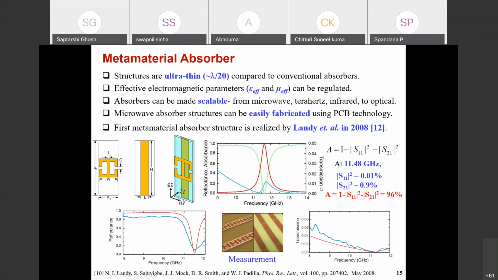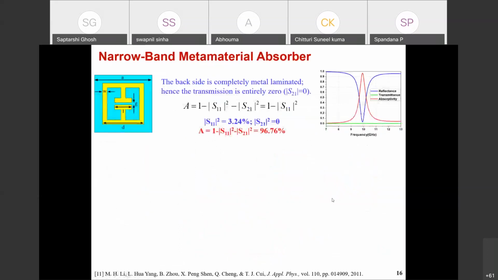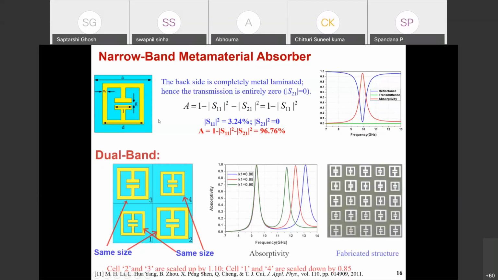But if we put the ground plane at the back side, then we only need to minimize the reflection coefficient, because the transmission coefficient is always 0. So subsequently, all the structures have been developed in metamaterial based absorbers with the ground plane at the back side. Then in 2010 and subsequently, the absorption is maximum based on the minimum reflection coefficient. From single band absorber, it goes to the dual band absorber by using scaling.